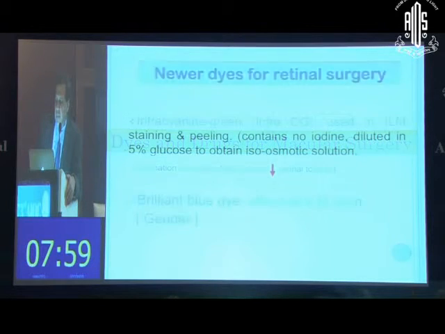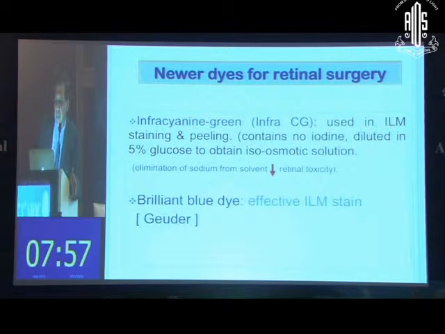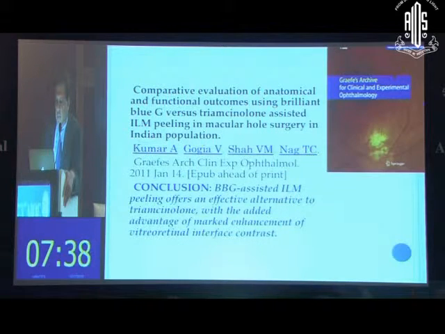Dyes and drugs, just a brief mention. The newer dyes, infracyanine green, which doesn't have iodine, unlike the indocyanine green, which is very toxic, eliminates the sodium from the solvent, which decreases retinal toxicity. Of course, brilliant blue G dye is now available. It's a very effective ILM stain, and thankfully from Madurai, Aravind Eye Hospital, we have this dye available at a very reasonable cost. And so we did this study again.